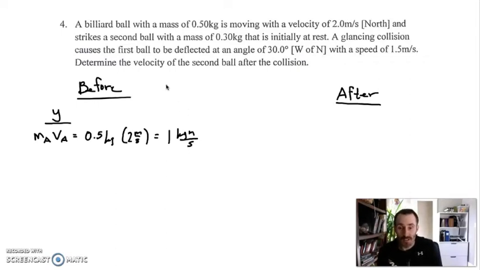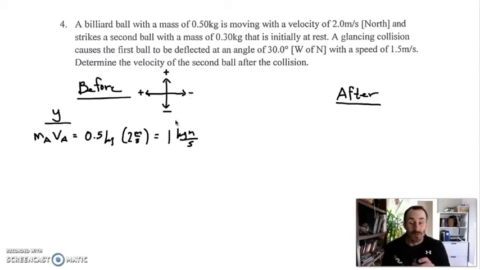So how about let's go like this. North is going to be positive, south is going to be negative, and then things are happening to the west. So then we need a second version of that. So since things are happening to the west, let's call west positive and east negative. Okay. So far, we're only using the north-south one. So this is positive 1 kilogram meter per second north.